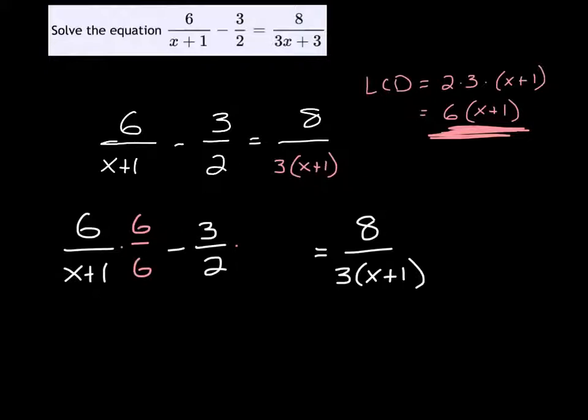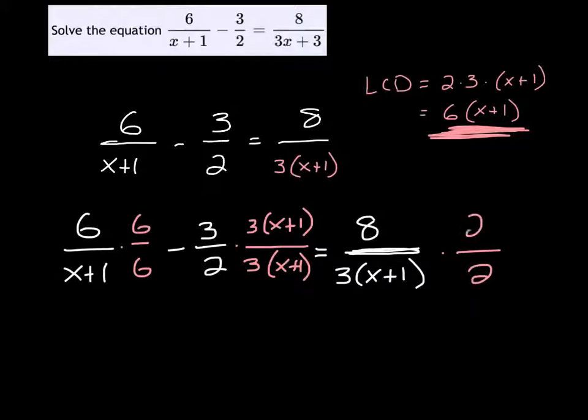In this second term, we've got to do a little bit more. We're going to need to multiply this denominator by a 3. That will make the 2 times the 3 to give us the 6. And we need the x plus 1 also, so we do the top and the bottom. And then the right-hand side of the equation over here, what we need to do is multiply this denominator by a 2 to get the 6(x plus 1). So we do that to the top and the bottom.